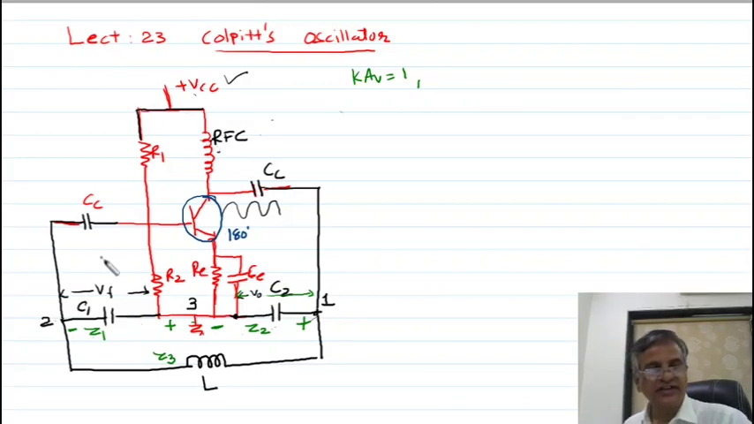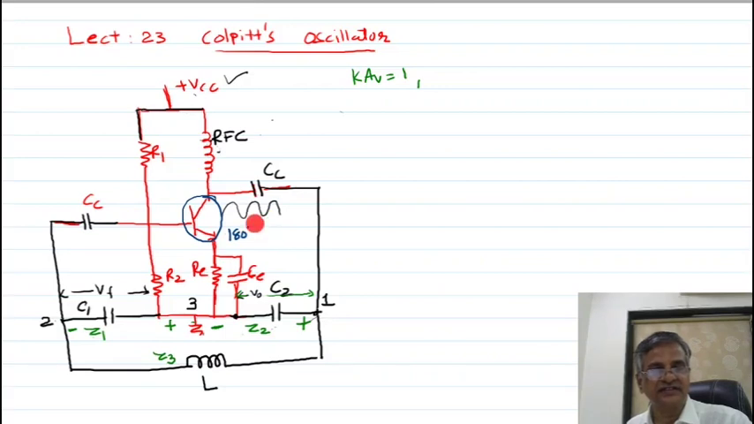Hence the condition for positive feedback is obtained, or the condition for sustained oscillation is satisfied. Again I am telling you, this provides voltage divider bias. The parallel combination of RE and C provides the self bias. RFC is a radio frequency coil that offers a very high reactance at the oscillating frequency.